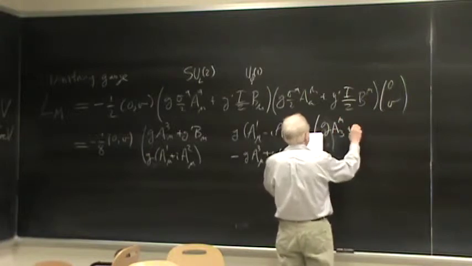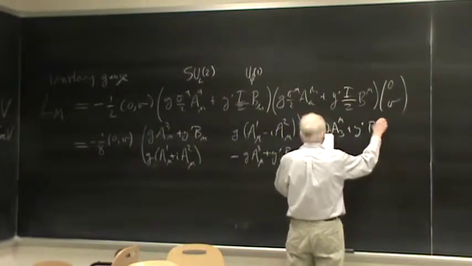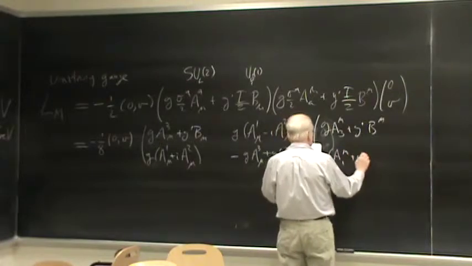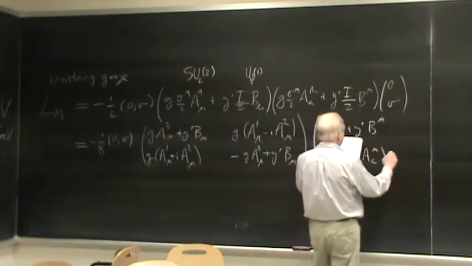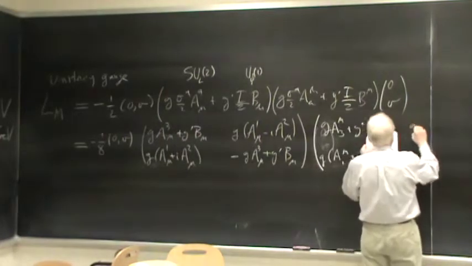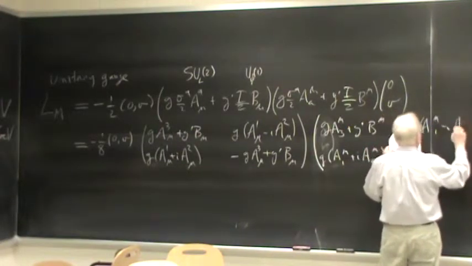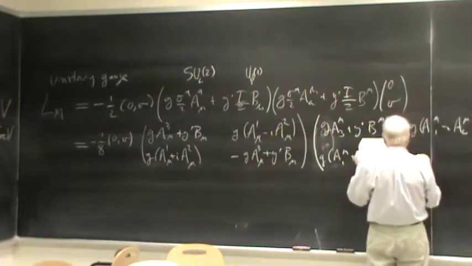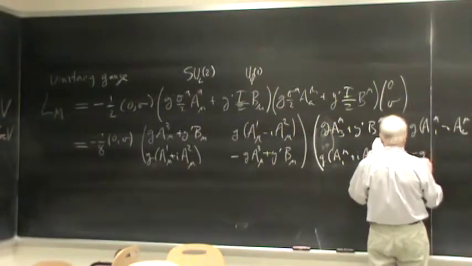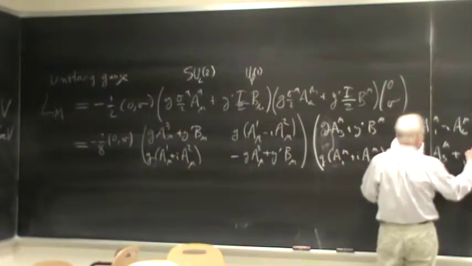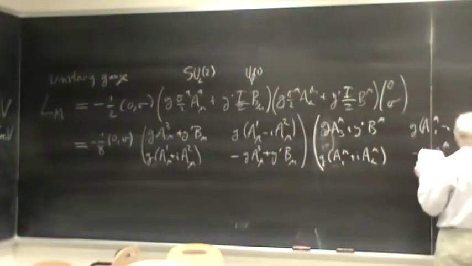A3 mu plus g prime B mu, g A1 mu plus i A2 mu, g A1 mu minus i A2 mu, minus g A3 mu plus g prime B mu.